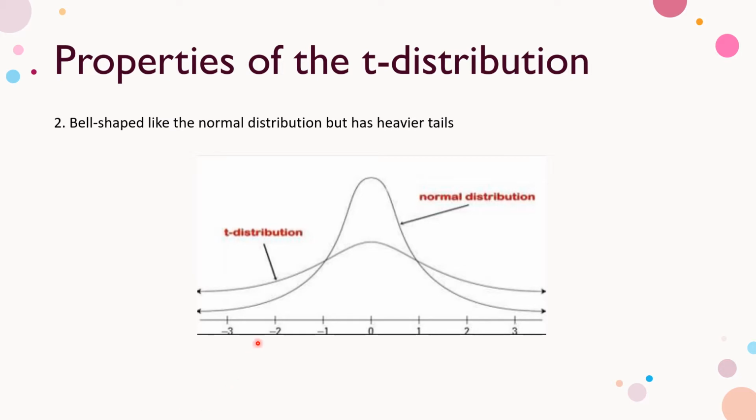The next property of the t distribution is it is bell-shaped like the normal distribution, but has heavier tails. So if we observe, they have a similar shape, which is like a bell. But if we observe their tails, the t distribution is farther away from the horizontal axis. So the normal distribution is closer to the horizontal axis. So that is their difference.